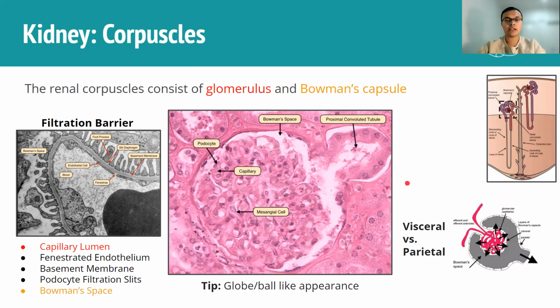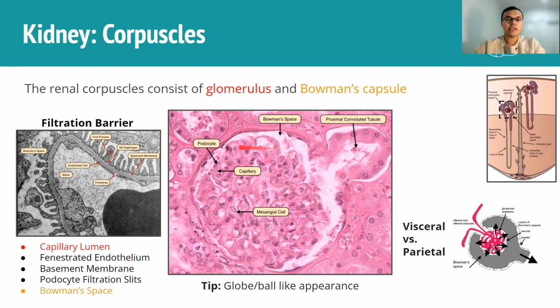Now, the corpuscles are the initial part of your nephron, and they consist of your glomerular capillaries and Bowman's capsule. When it comes to the corpuscles, the very first thing you should be able to do is figure out what they look like so that you can immediately identify them on histology. I think one characteristic that you can use is the fact that they look a bit like globes or balls on histology. So you can see them very clearly when you're given a histological slide of a kidney. The next thing you want to be able to do is orient yourself to which side is which.